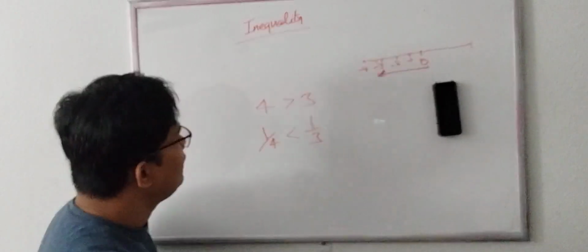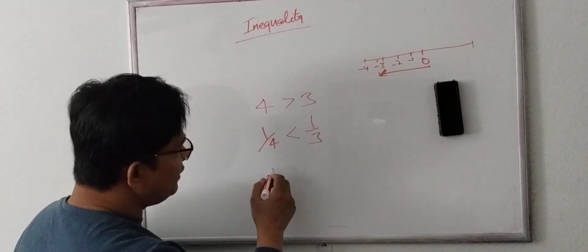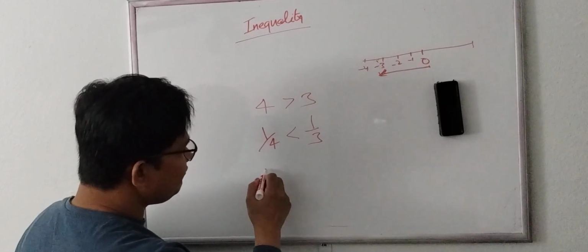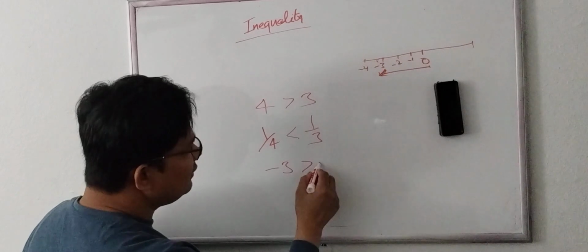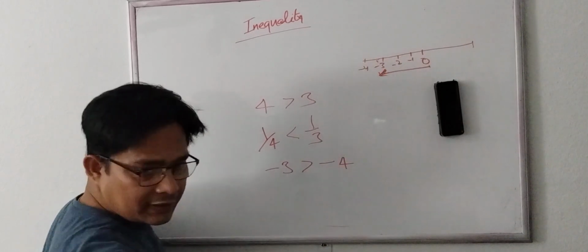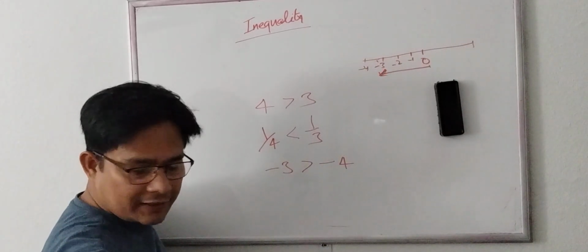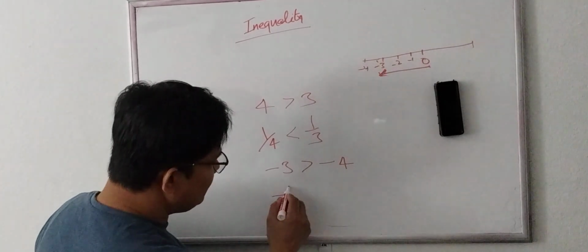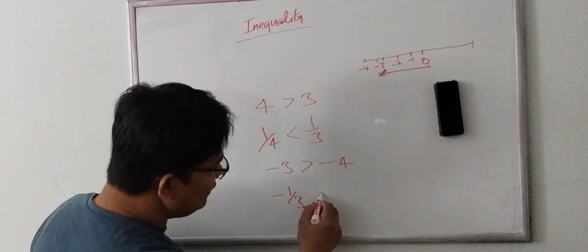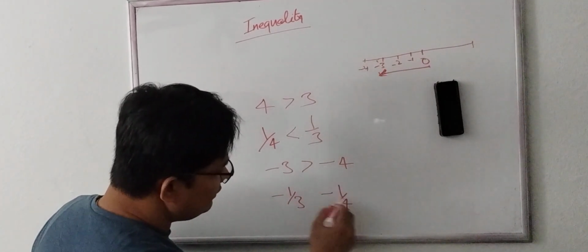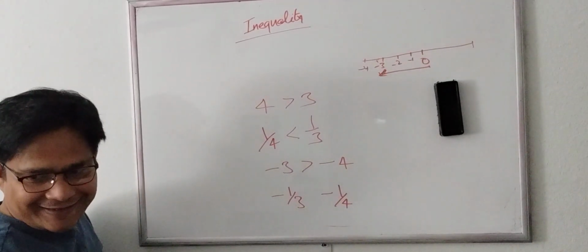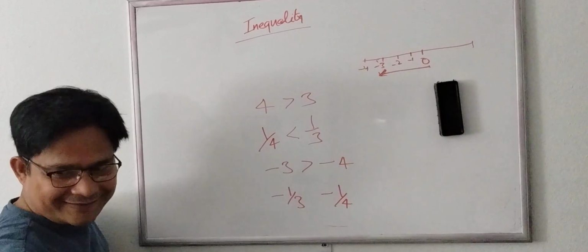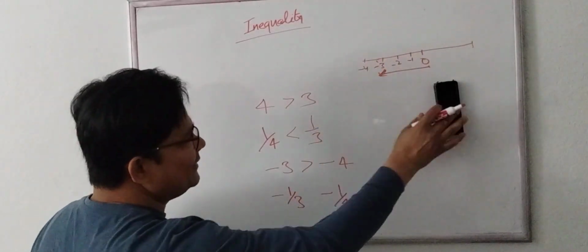Correct? Now, think about negative numbers. -3 is greater than -4. Okay? And if I take the inverse, -1 by 3 and -1 by 4. So which number is bigger? Which one?